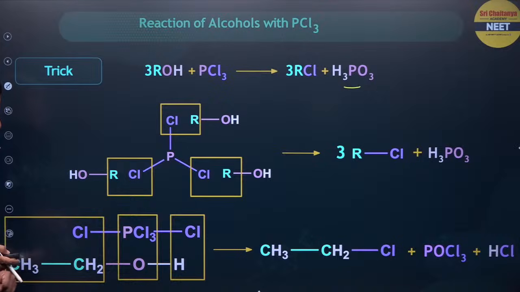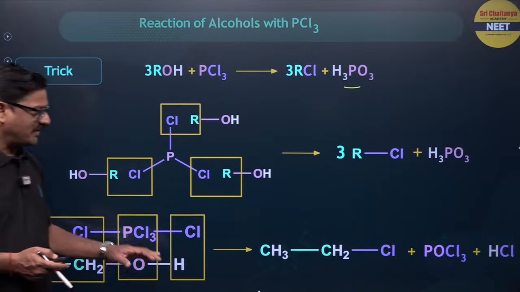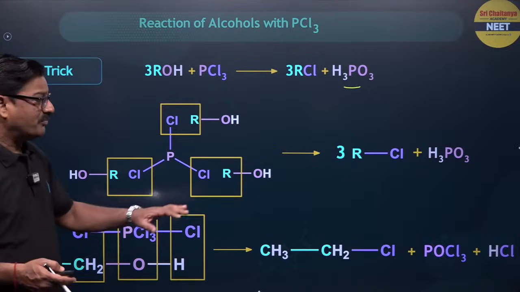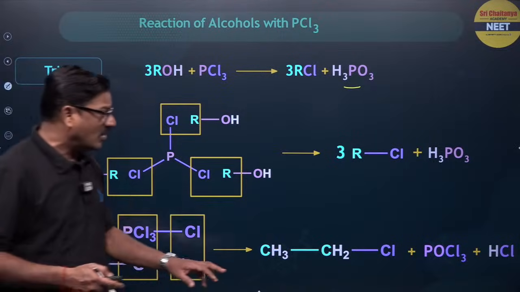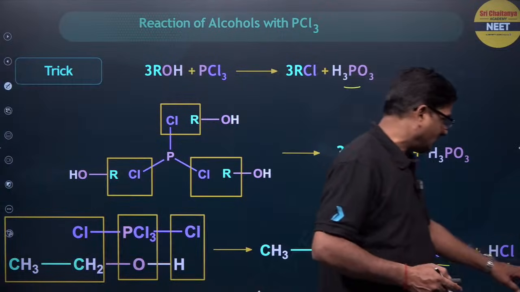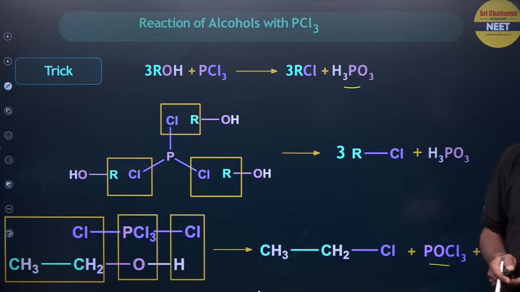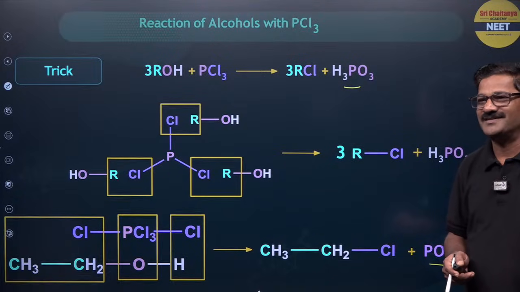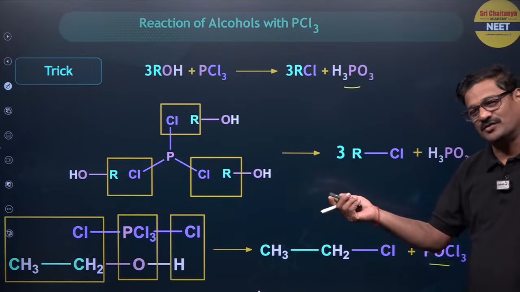While in the case of PCl5, you are going to see POCl3 and HCl as the side products, to form the corresponding alkyl halides. Children, fine, hope you understand. If you have any doubt, tell me quickly.